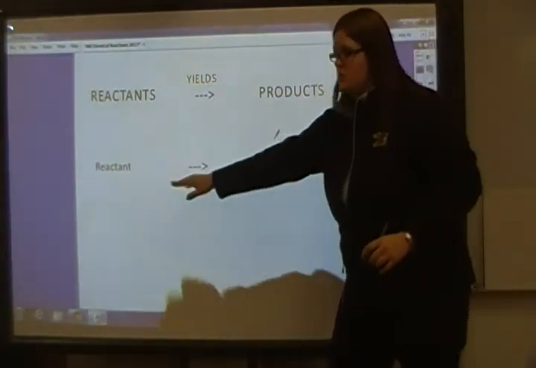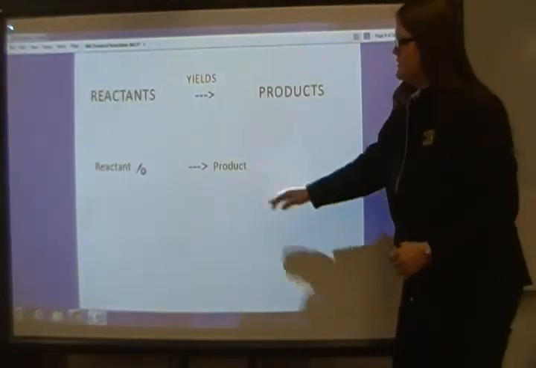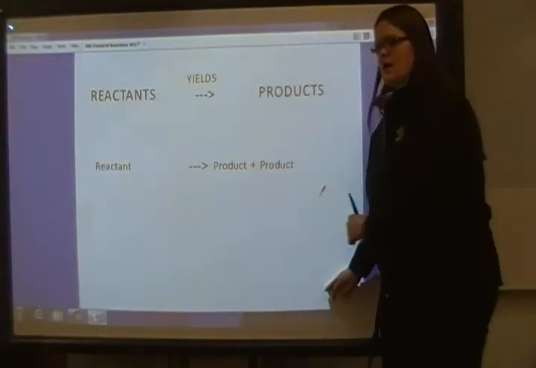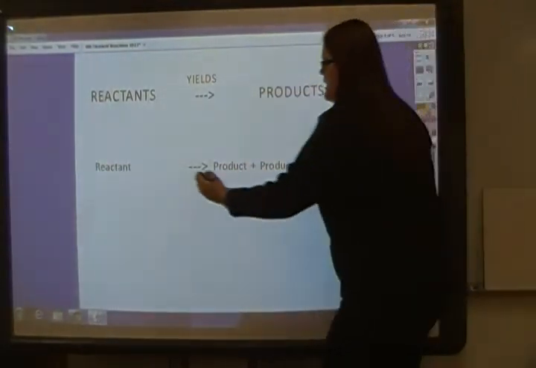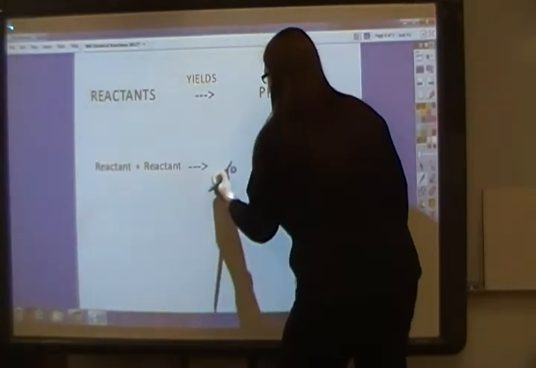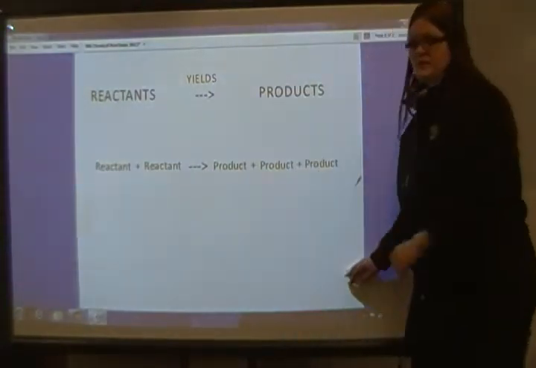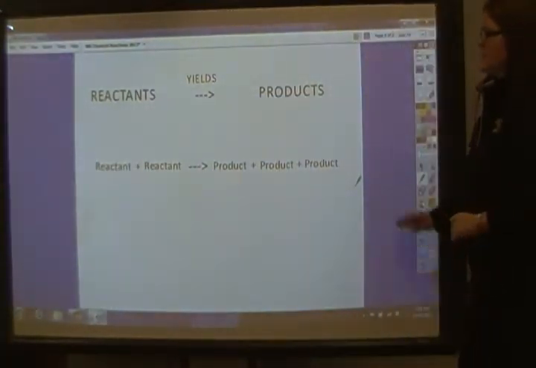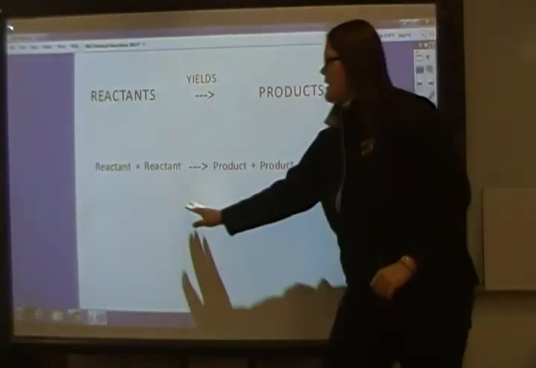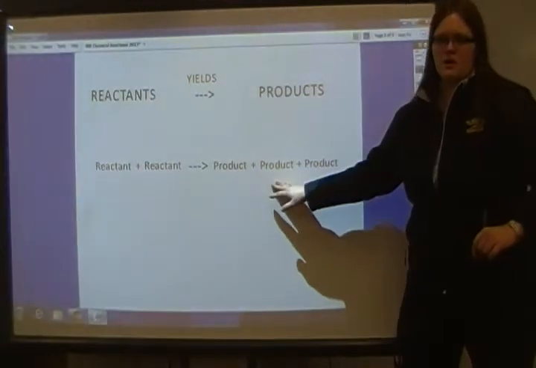You can have reactions with one reactant and a product. Or you can have a reactant and multiple products. You can have multiple reactants and multiple products. So again, our reactants yield products. Any number of reactants can yield a variety of products.